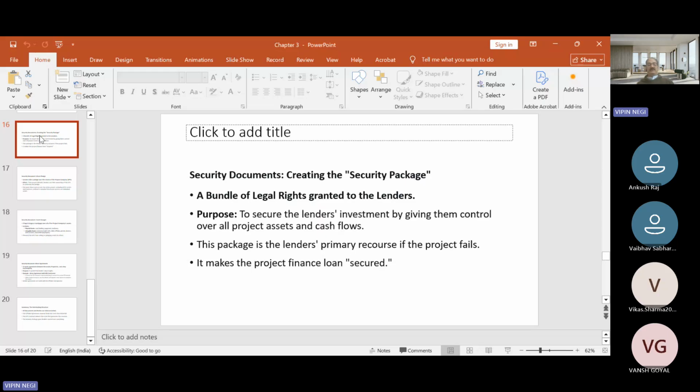Then the third one is these senior security assets for enlisting the state assistance in acquiring land, right of way, and so on. Then the last is any other collateral available to the lenders. So in the case of these documents, the mortgage document is another very important document, the deed of hypothecation, that is what it is called.